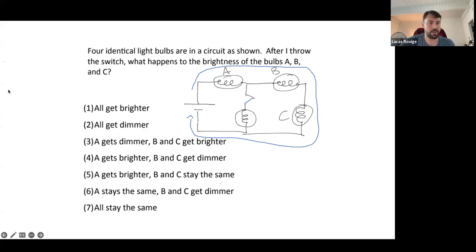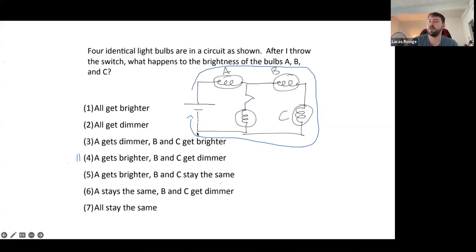So the correct answer is number 4. Let's see why. If we close the switch here, what's happening is that now we have a situation where we have B and C that are in parallel with this new resistor. And we've seen that the equivalent resistance of resistors in parallel is smaller than the smallest of all resistances. So that means that now the current flowing through the overall circuit is larger.